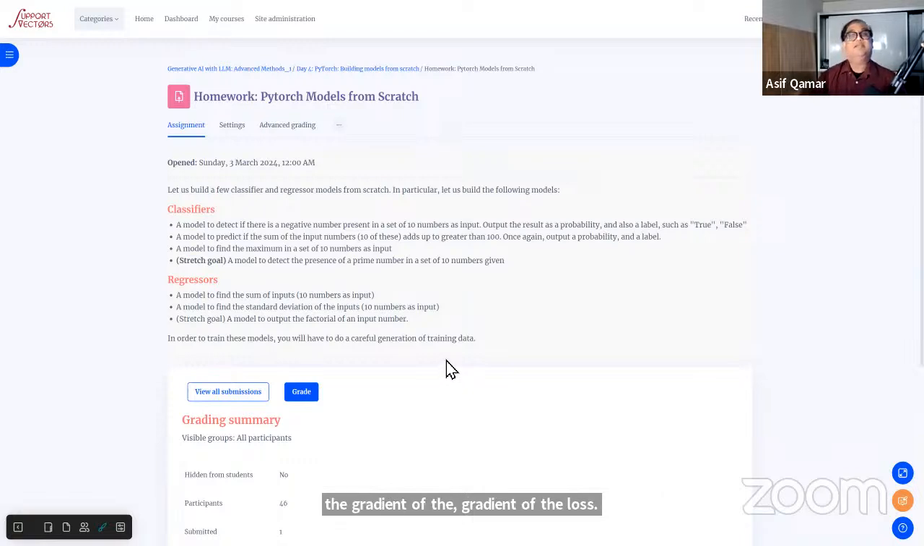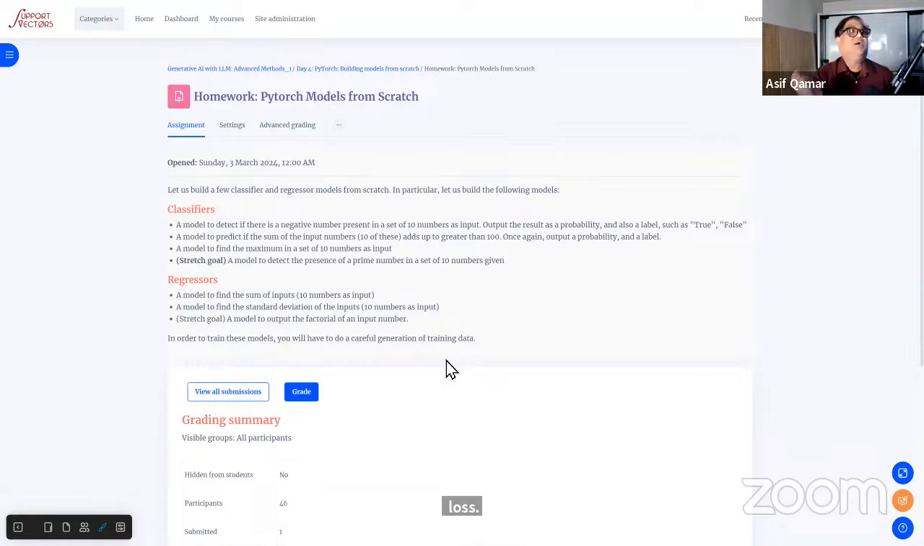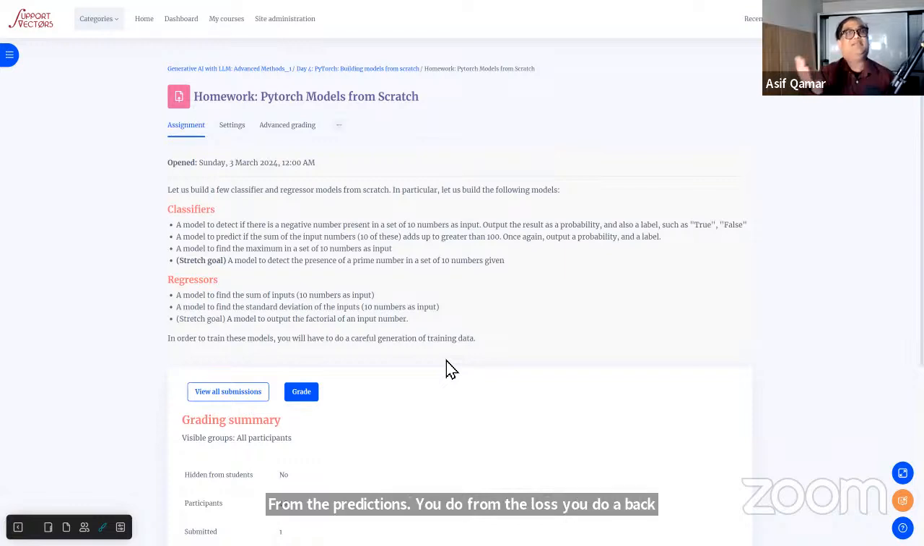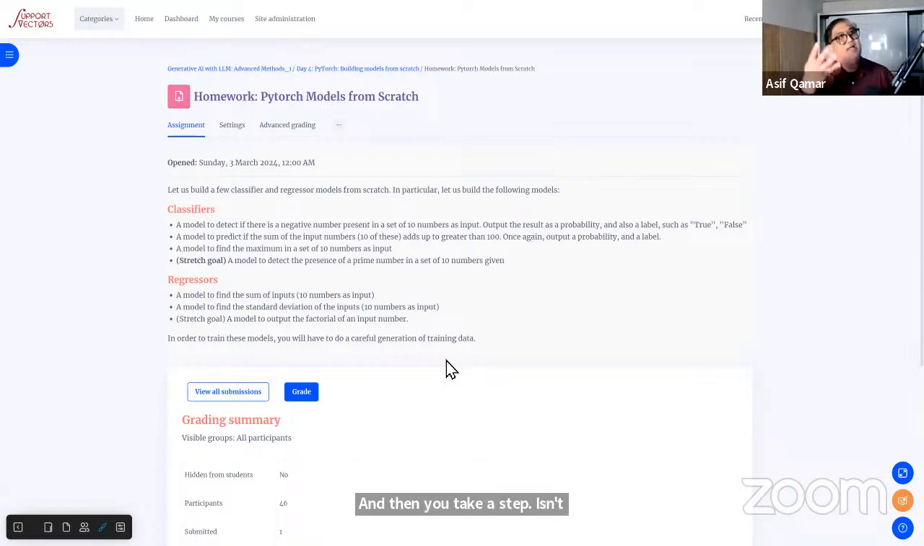Right? So that is it. And the code, as we walk through it, is literally that thinking writ large. The inner loop of that was: for every epoch, for every mini batch, you take the forward journey, you compute the loss from the predictions, you do a gradient and backpropagation of the gradients, and then you take a step. Isn't it? Literally 4 lines of code.